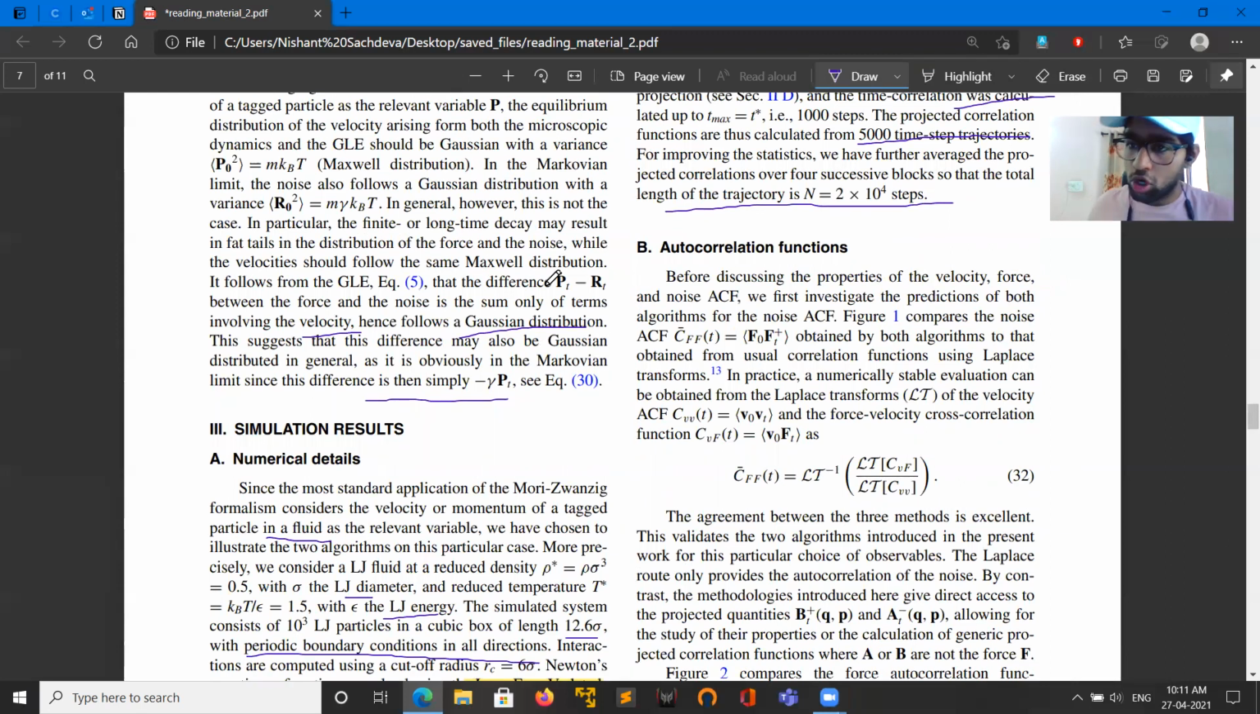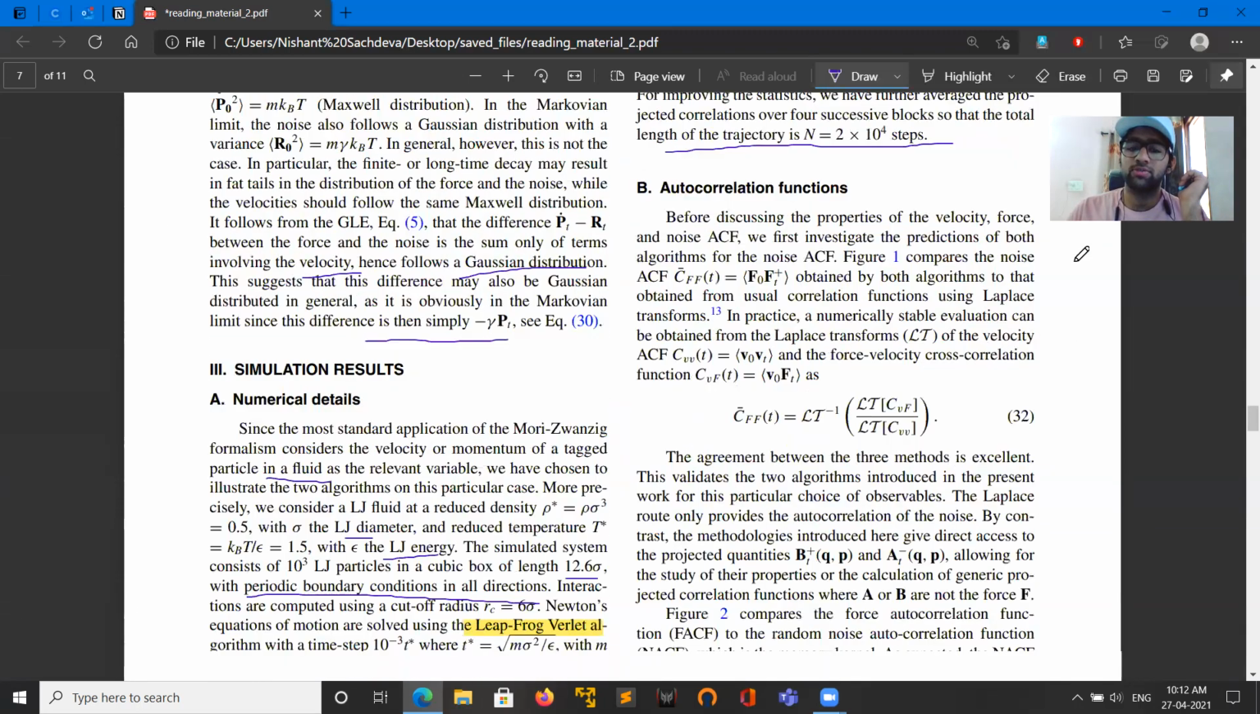Now we will study the autocorrelation functions. Before discussing the properties of the velocity, force, and noise ACF, we first investigate the predictions of both algorithms for the noise ACF. We have a figure here.